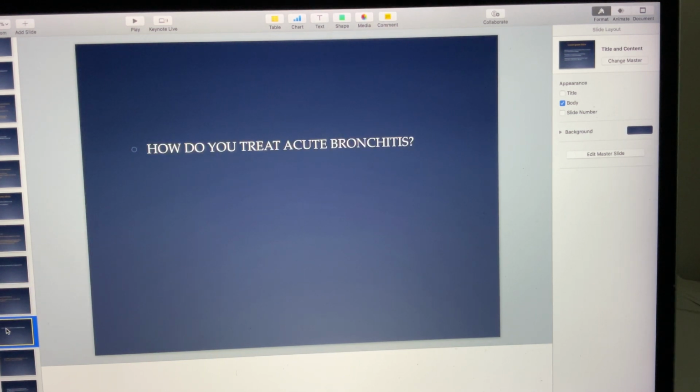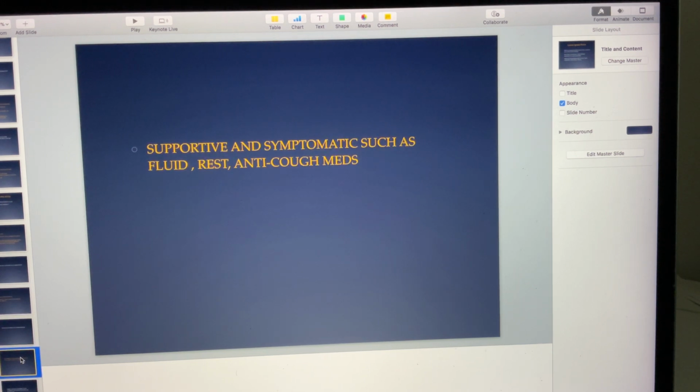Next question, how do you treat acute bronchitis? You've made your clinical diagnosis that the patient has acute bronchitis. How do you treat it? Treatment is mainly supportive, addressing the symptoms that the patient presented with. You want to make sure they're getting enough fluid and rest, and you could give anti-cough medication to address cough.